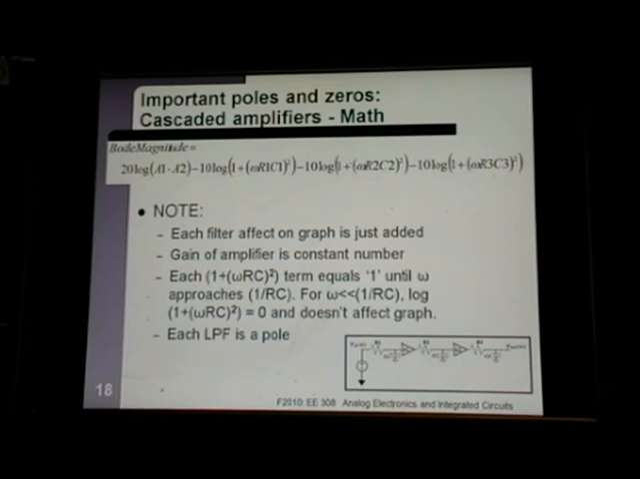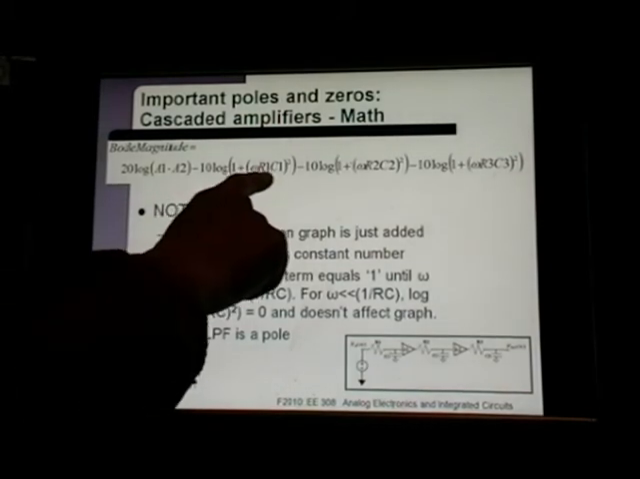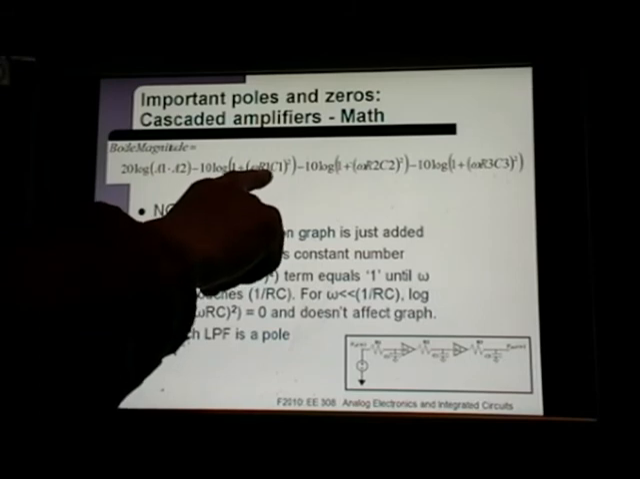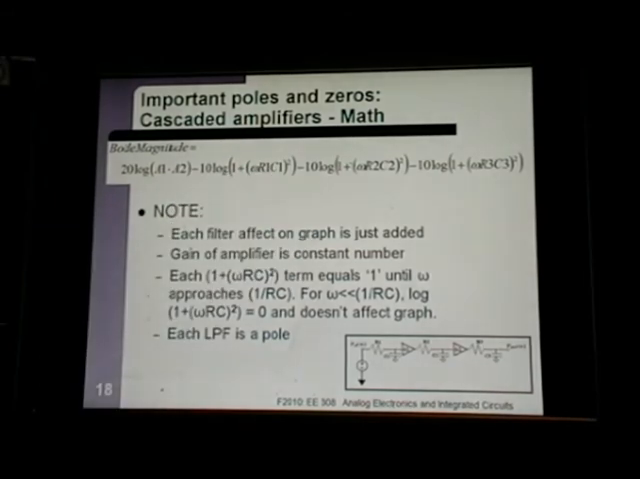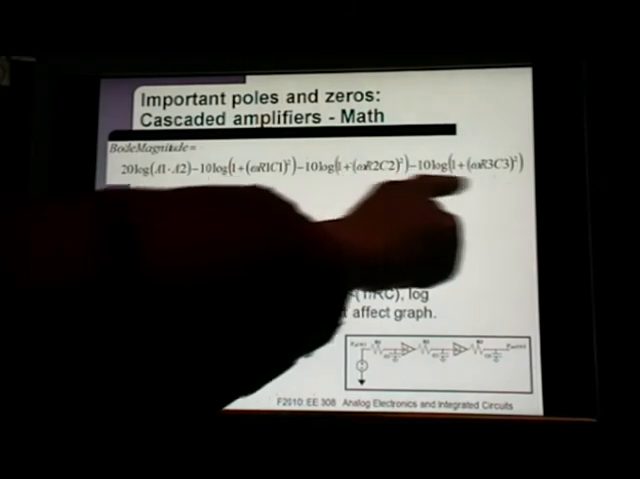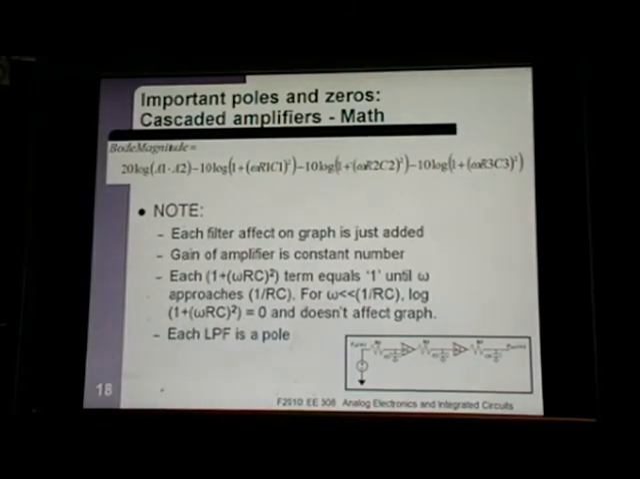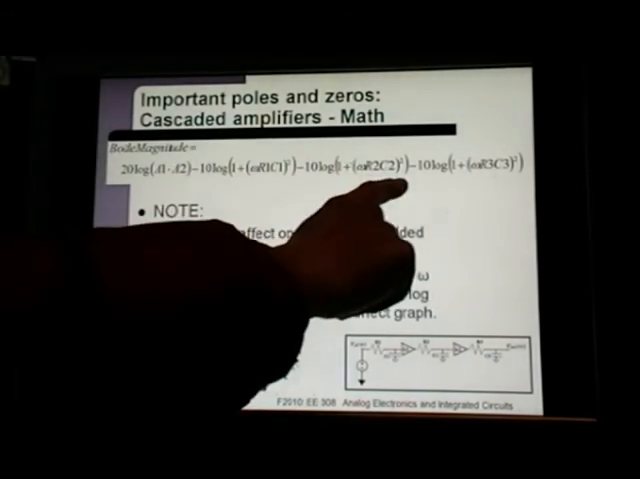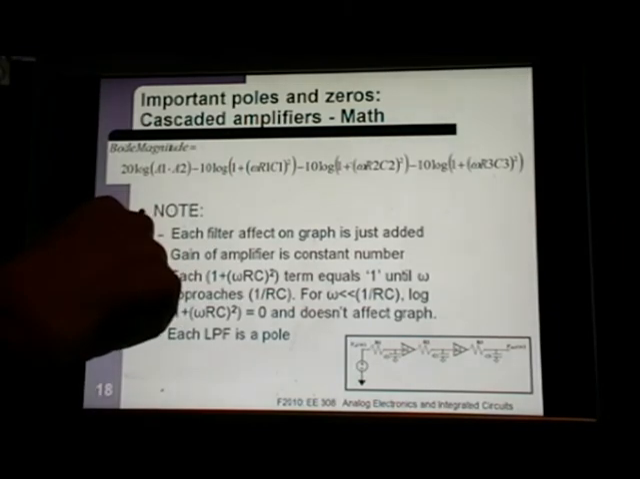So now that you have your equation for your Bode plot magnitude, you can see a few things that are really important here. One is, let's say R2C2 and R3C3 are very small. And let's say R1C1 is quite a bit bigger than R2C2 and R3C3.